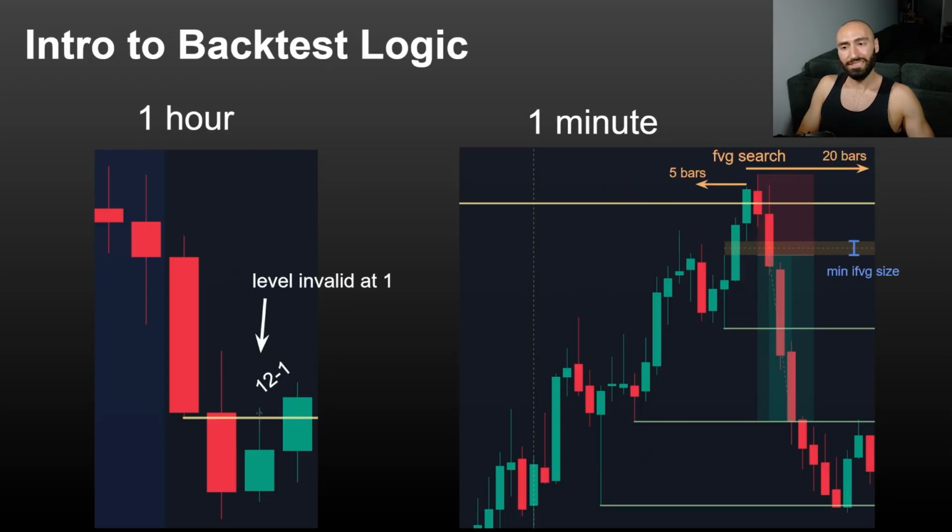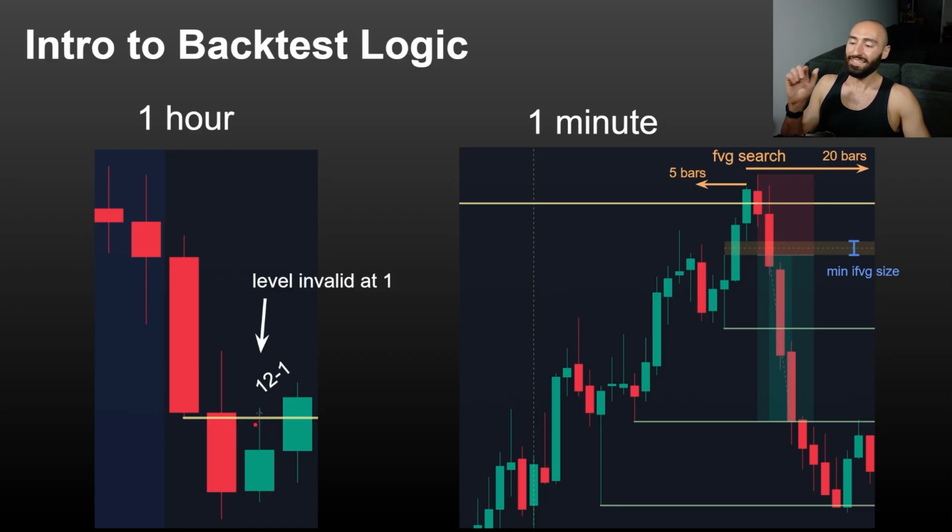Now, a little bit into the brains of the back test, okay? One thing I did have to add is a level invalidation, okay? So same as the previous slide, we have this level confirmed at 12, right? Then the next candle touched it like you saw, 12:30 or something. This candle goes from 12 to 1. So at 12:30, it touched it.